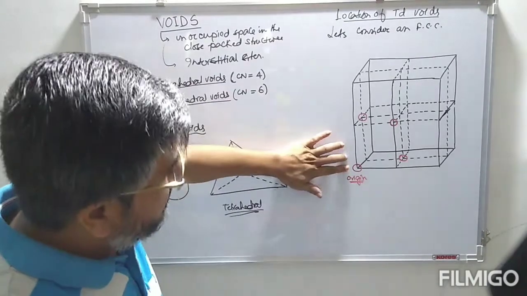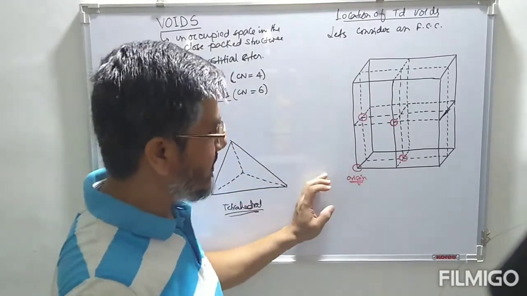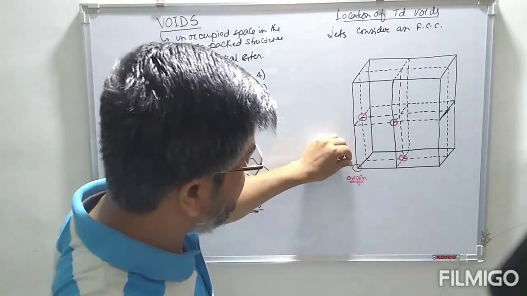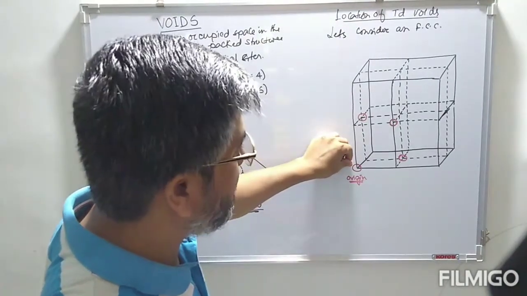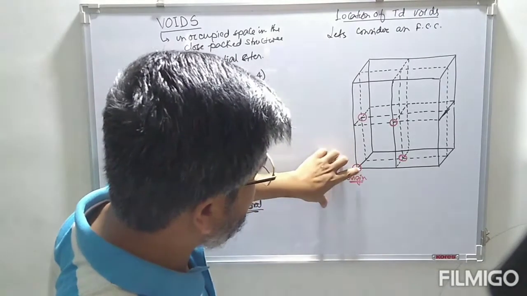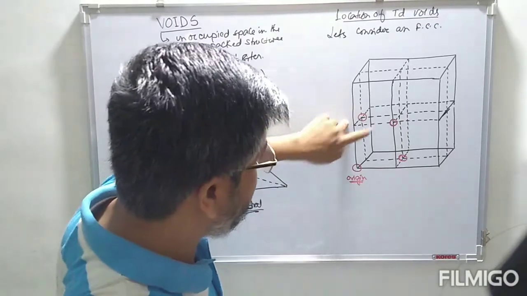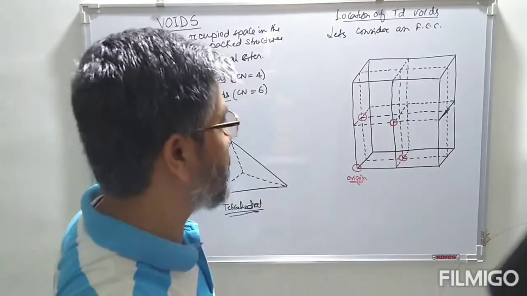So considering this to be the origin of the face center cubic lattice, we have a sphere. This sphere occupying this corner will be in contact with those face centers whose faces are joined with this common corner. So we have three faces: this left face, front face and the bottom face.